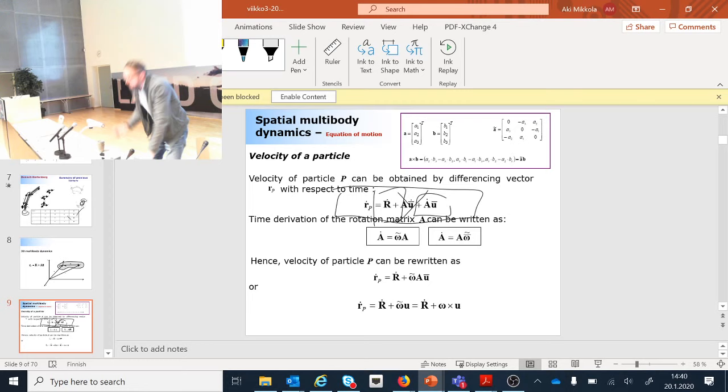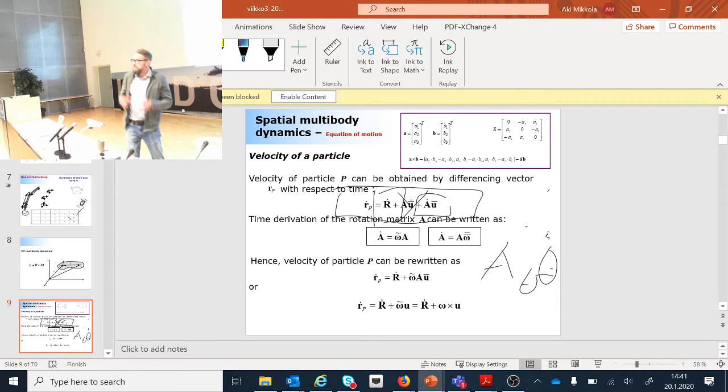Now here is a big difference between the planar and spatial cases. Remember, in a planar case, you were able to express this in such a way that it was a rotation matrix that was differentiated with respect to angle theta, multiplied by the time derivative of generalized coordinates. I understand it's really hard to understand. But remember this story? A little bit, okay? How is this in a spatial case?